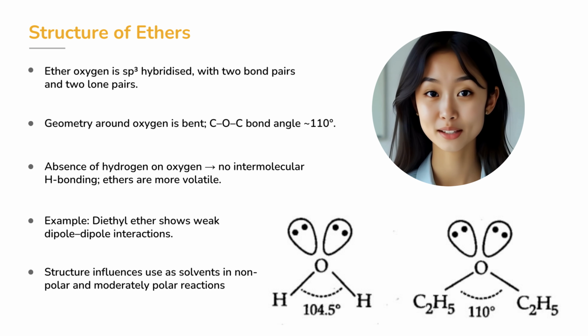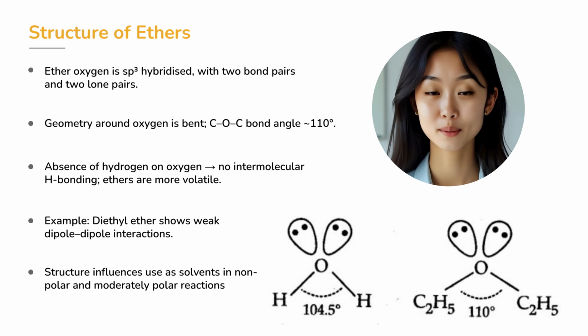Now let's move on to ethers. Their general formula is ROR'. Just like in alcohols, the oxygen is sp³ hybridized. It forms 2 sigma bonds with carbons and has 2 lone pairs. Because of this, the geometry around oxygen is bent, and the C-O-C bond angle is about 110 degrees.